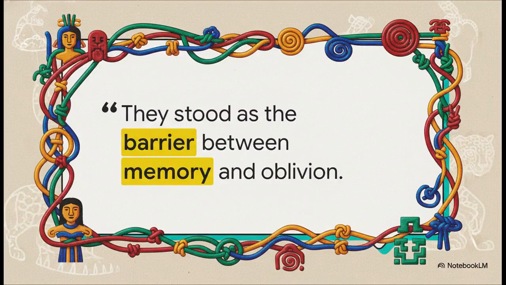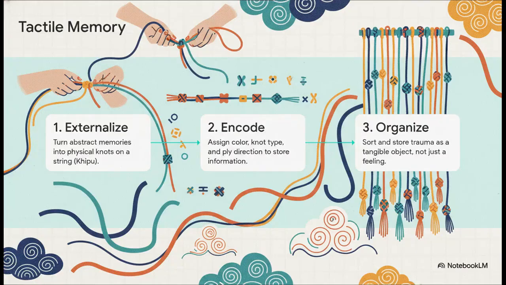Using these knotted strings called quipu, they encoded everything from census data to their most sacred histories. And during the colonial era, when their culture was being systematically destroyed, their job became even more critical. As the source material puts it, they stood as the barrier between memory and oblivion. Now, their technique offers an incredible model for therapy. Imagine being able to externalize a memory, turn it into a physical, tactile object. It becomes something you can handle, something you can organize without having to dive back in and relive it. It transforms trauma from this overwhelming feeling into a set of data you can sort, store, and manage.